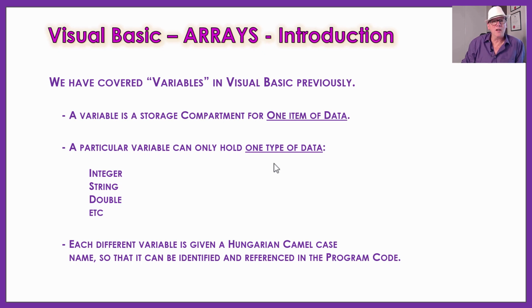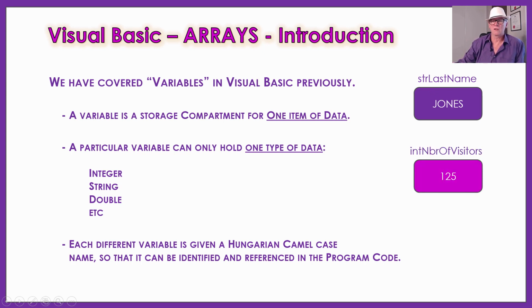We have covered variables in Visual Basic previously. A variable is just a storage compartment for an item of data, and particular variables are defined to hold particular data. Here we've got a string, and we need to use the Hungarian camel case naming, STR for its Hungarian abbreviation, and last name. You should be totally used to this by this stage of the course.